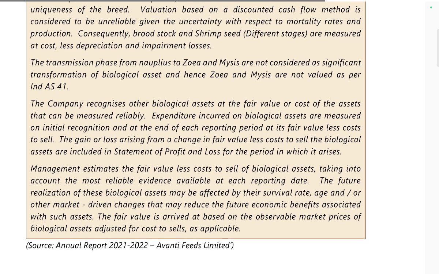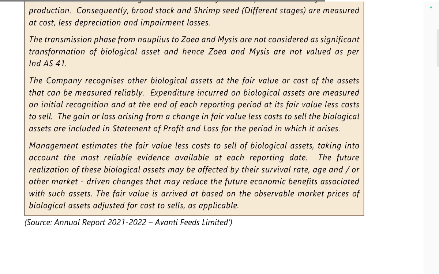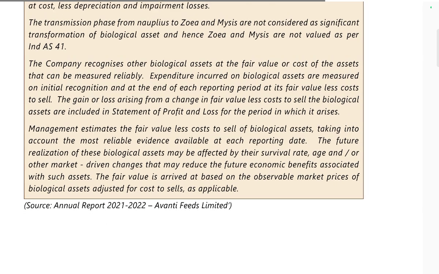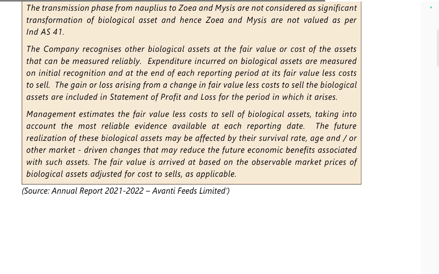The transformation phase from nauplii to zoea or mysis is not considered a significant transformation of the biological asset. When the company recognizes a biological asset, the fair value of the cost of the asset is measured reliably from expenditure incurred on the biological asset at initial recognition and at the end of the reporting period at fair value less cost to sell. The gain or loss arising from a change in the fair value of the biological asset is included in the statement of profit and loss.